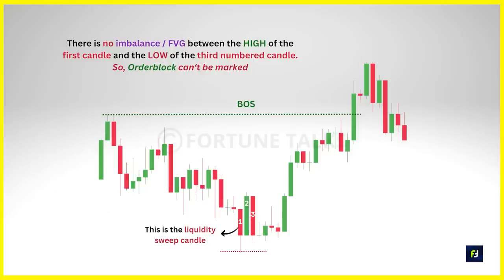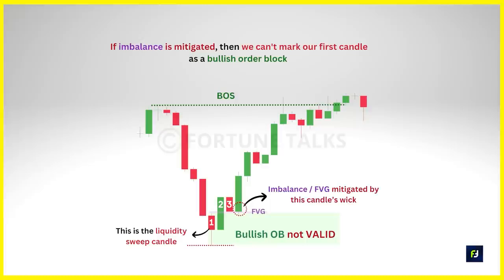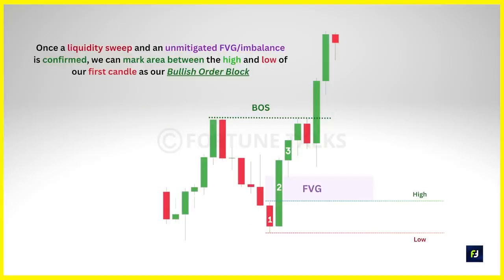Now, even if we have spotted the last candle which has taken out the liquidity at the previous minor low, if there is no imbalance between our marked candle and the third numbered candle, then we cannot mark this as a bullish order block. And even if there was an imbalance between the highs and lows of these candles, if this imbalance is mitigated, then also we cannot mark our first candle as a bullish order block. So the fair value gap is the most important factor to consider while marking a valid order block. And once a liquidity sweep and an imbalance are confirmed, then we can mark the high and low of our first candle, which will become our bullish order block.